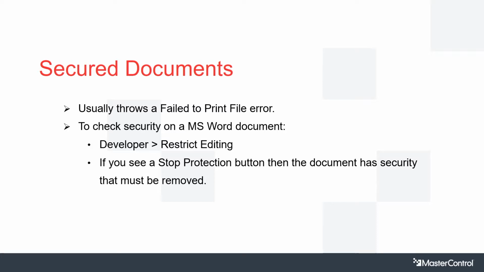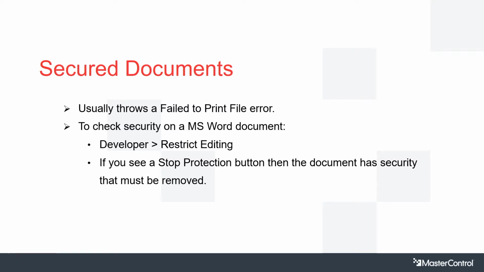So to check security on a Microsoft Word document, you're going to go to the Developer tab and Restrict Editing. Now the Developer tab is a hidden tab by default. You won't see it in Microsoft Word. To enable that, there's articles out on the internet on how to enable that. You could probably Google "enable Developer tab," or you can talk to your IT department and they should be able to help you out with that.